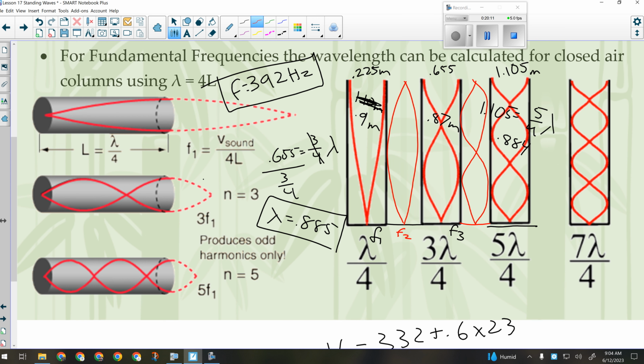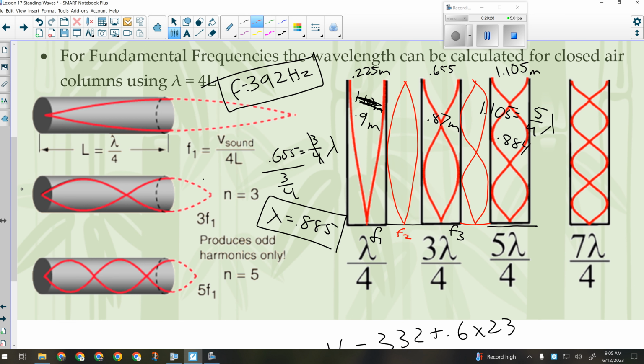Open air columns resonate at F1, F2, F3. They get antinodes in all of them. They're much more diverse in their ability to resonate. All right, everybody okay with that? We're going to work on some problems just so you get some experience with the kind of thing I would ask, but that's where we're headed.